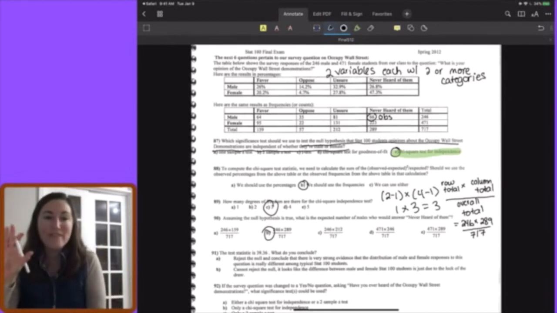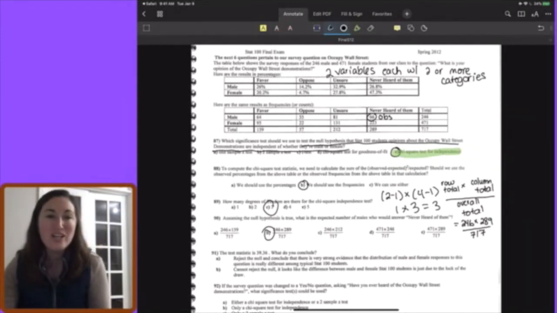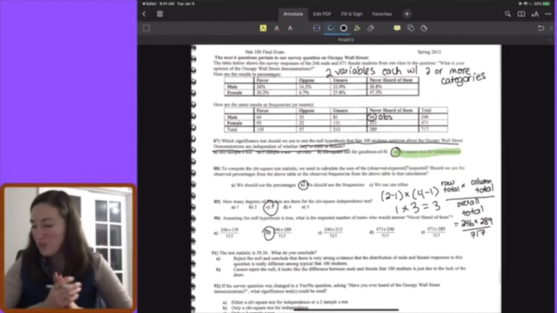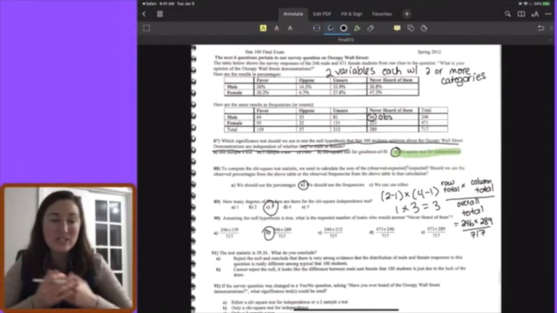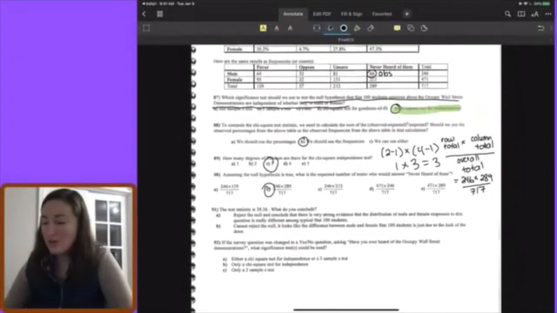And then we could do that for every single category. We could do it for males who said favor, females who said unsure. But on the final, I don't want to make you guys do this over and over again. So we'll just ask 1, maybe 2 of those. And if you can do it for 1 or 2, you can do it for the rest of them. So you'll see here we gave the chi-square test statistic, so you didn't have to calculate it.